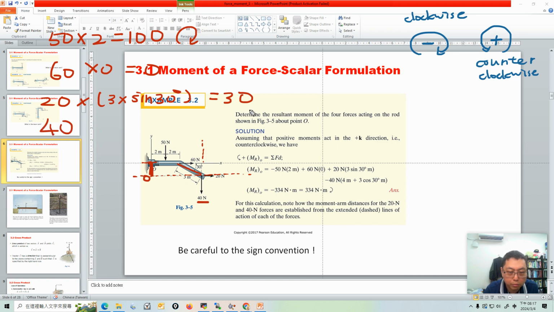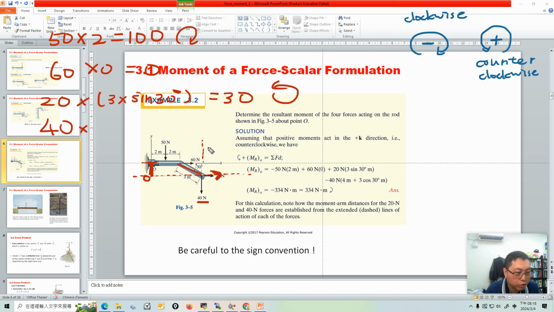And next, the final one is the force here, 40 Newton downward. We forgot to determine clockwise or counterclockwise here, because the force vector is here and the reference point O is here. So this force will cause a rotation around point O. Look at this screen. If you pull the force here, it will cause a rotation like this, so it's counterclockwise.